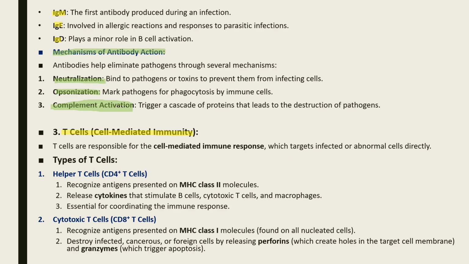Types of T cells. Number 1 is the T helper cell. It's called helper T cell or T helper cell, CD4 T cells, or cytotoxic T cells, or CD8 T cells. Helper cells recognize antigen presented on MHC class II molecules and release cytokines that stimulate B cells, cytotoxic T cells, and macrophages, essential for coordinating the immune response. While cytotoxic T cells, CD8 T cells, recognize antigens presented on MHC class I molecules found on all nucleated cells.